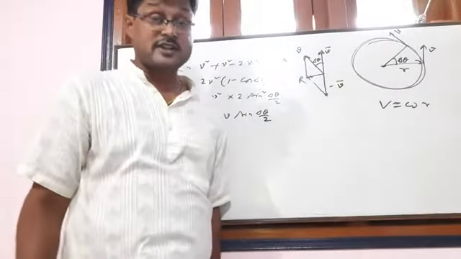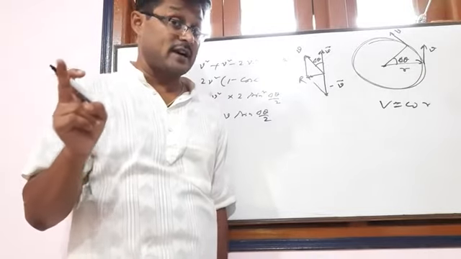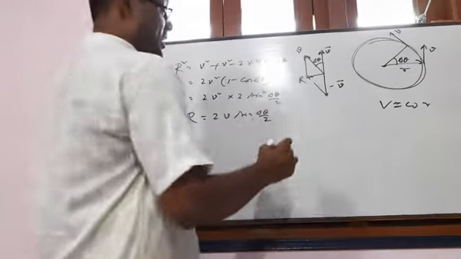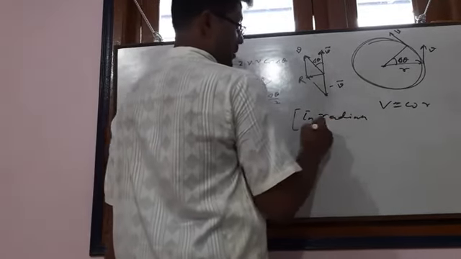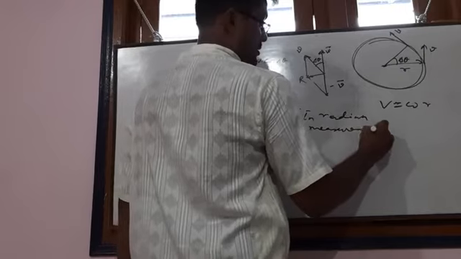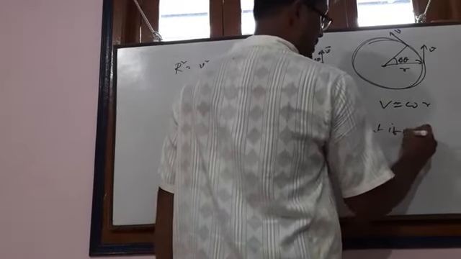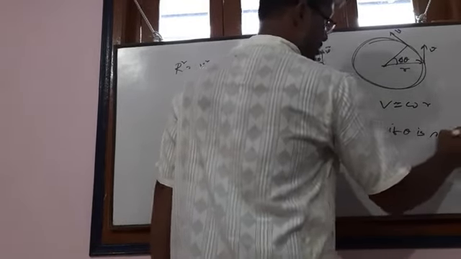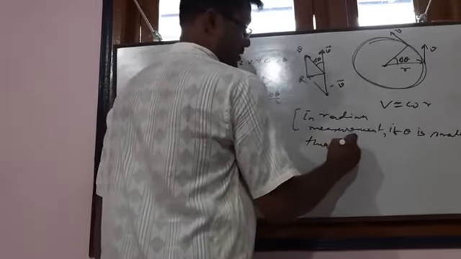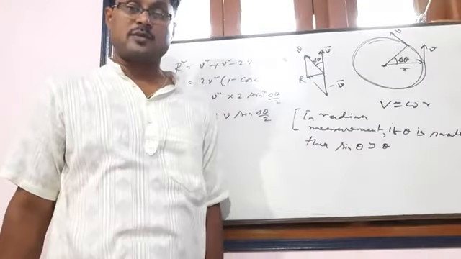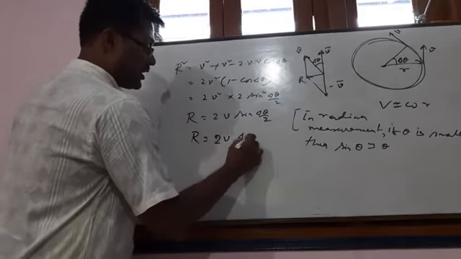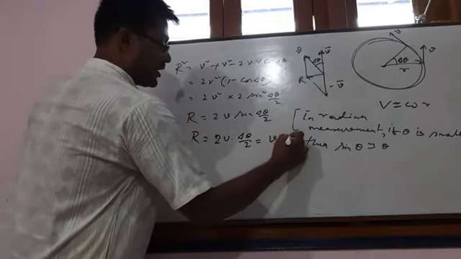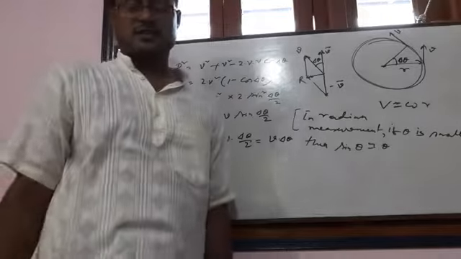Now I have said that the angle is very small, that's why I have considered delta theta, in radian measurement. If theta is small, then sin theta is nearly equal to theta. So here we can put r equal to 2v into delta theta by 2, that is v into delta theta. So this is the change, this is the subtraction.